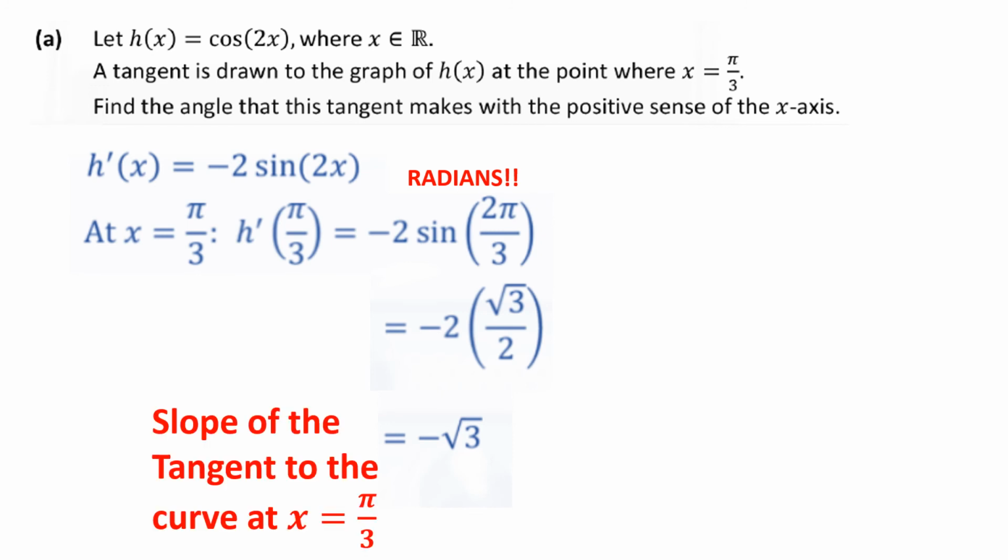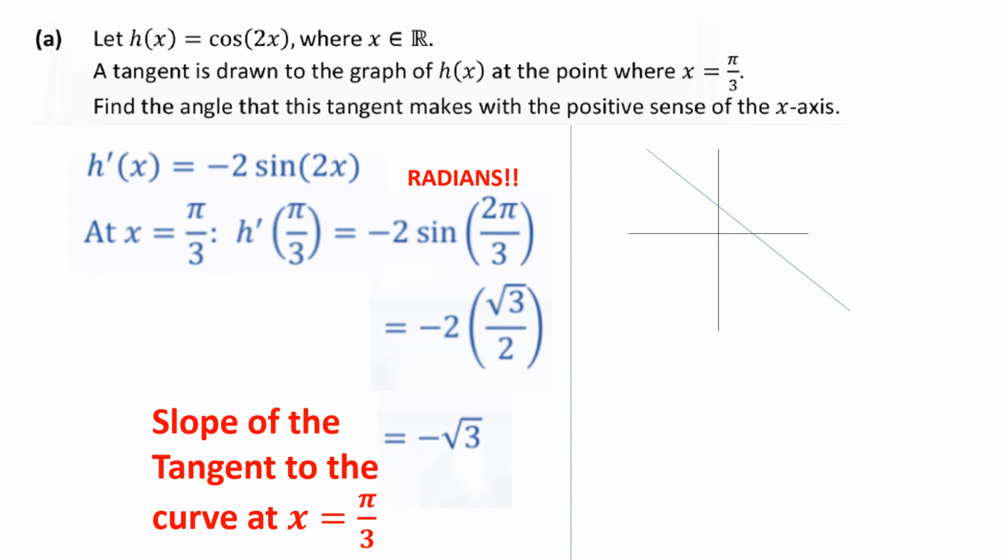So what we've just worked out is the slope of the tangent to the curve at x equals pi over 3. If we think of what minus root 3 actually means, it means we're going to have a negative slope, so it's going down, and the slope is root 3. So I've just drawn a line here, and the slope of that is negative root 3.